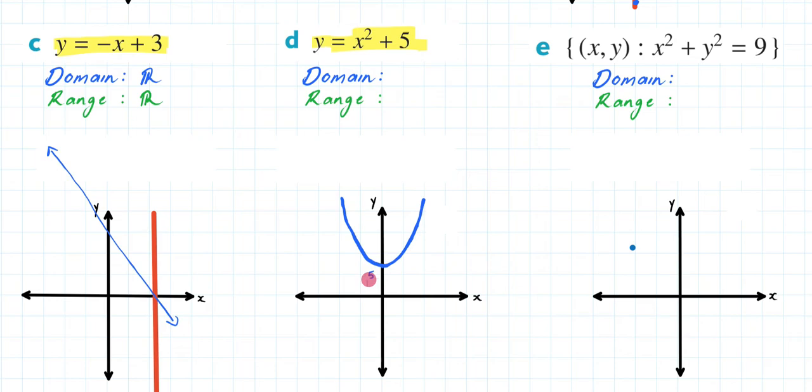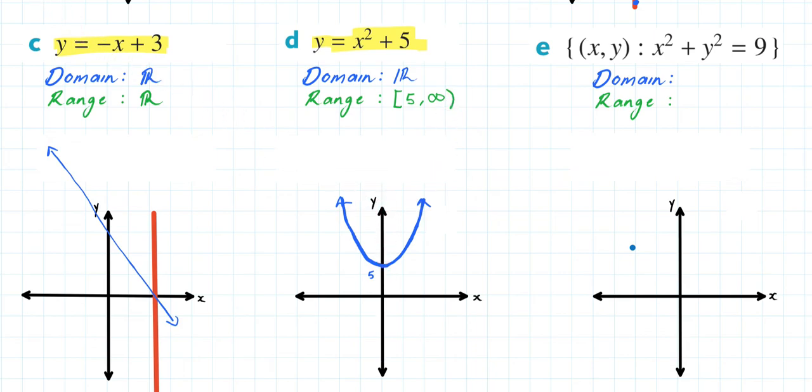Now I'm going to ask myself the question, what is my domain and range? Well, my domain is going to be all the real numbers, because all my x values are going to exist, because these are going out forever. And my range, let me do this in green, is going to start at 5 and go on to infinity. It'll start at 5 and go on to infinity.